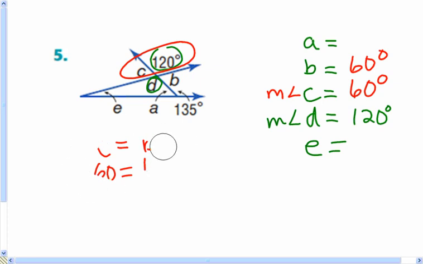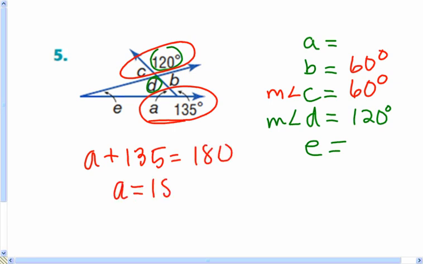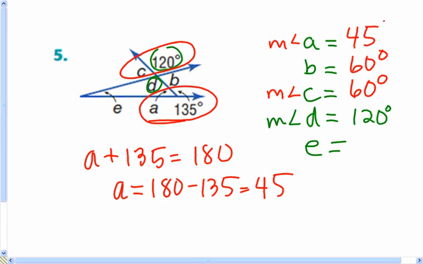You may have noticed here that angle A and this angle next to it make a straight line, so they add up to 180. So A plus 135 is equal to 180. By backtracking, we get A equals 180 minus 135, which is 45. So the measure of angle A equals 45.